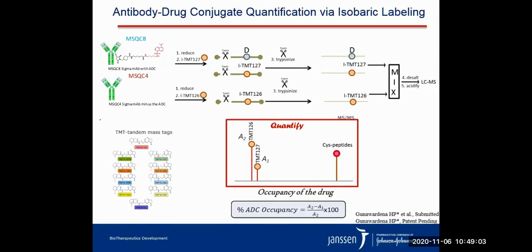These parallel samples are then trypsinized, and the resulting peptides are labeled with a second TMT tag that is reactive to the N-terminus and the lysines of the peptides. The peptides are pooled and then mixed in equimolar ratios and analyzed by LC-MS. The peptides, when subjected to MS2, generate these TMT reporter ions as shown in the spectrum for both the first and the second pairs of TMT labels, from which the occupancy of the drug conjugation can be derived as shown in the equation below.